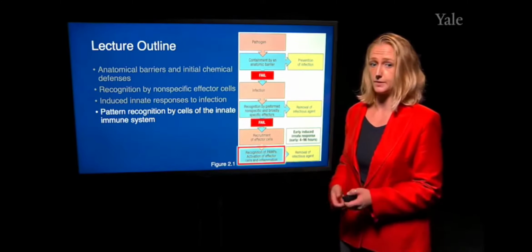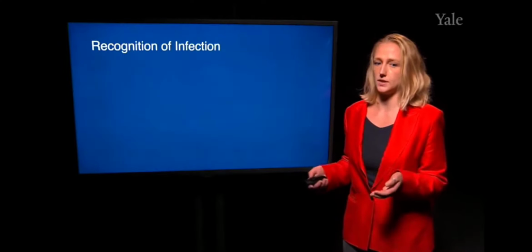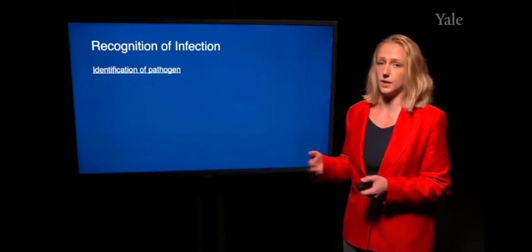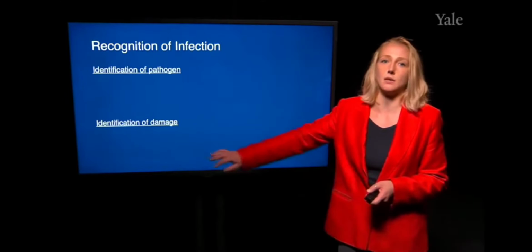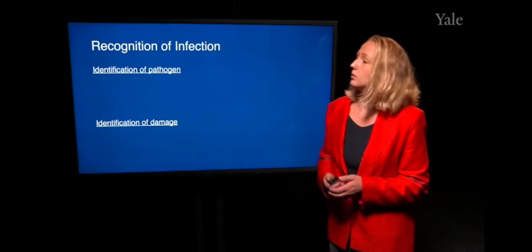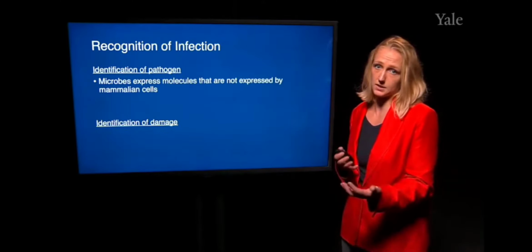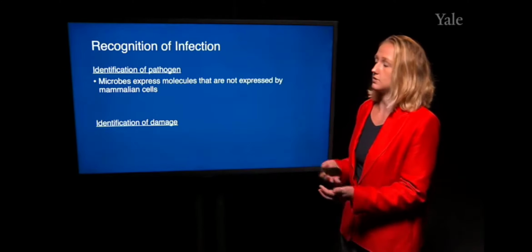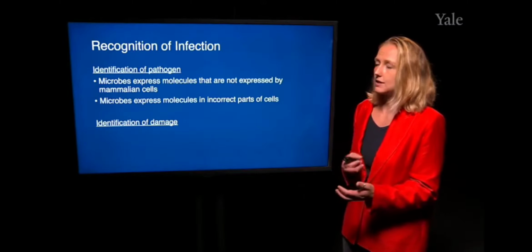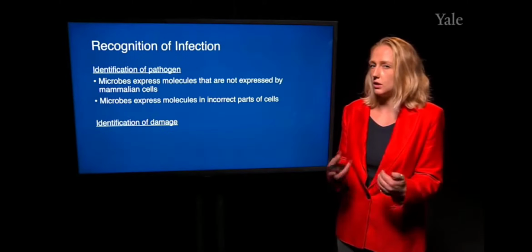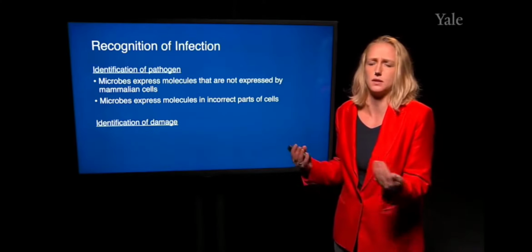You can imagine that an infection can be detected in one of two ways. First, you can either identify the pathogen itself, or you can identify signs of damage to your own body. The identification of the pathogen is based on the fact that microbes express molecules that are not expressed by mammalian cells, and that microbes can express molecules that we as hosts have, but they're expressed in incorrect places within the cell. And we'll go into what this means.